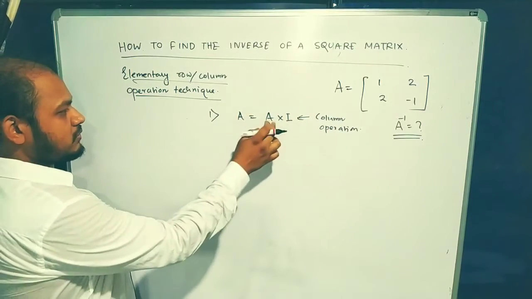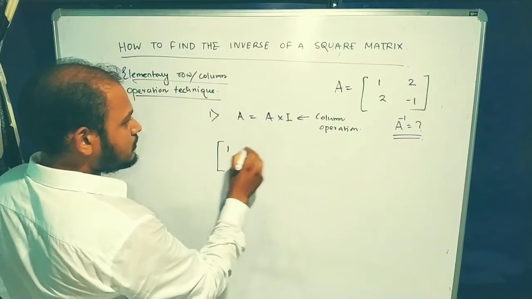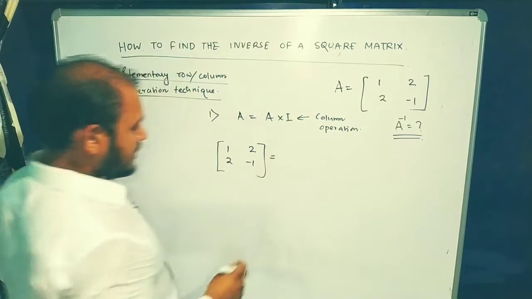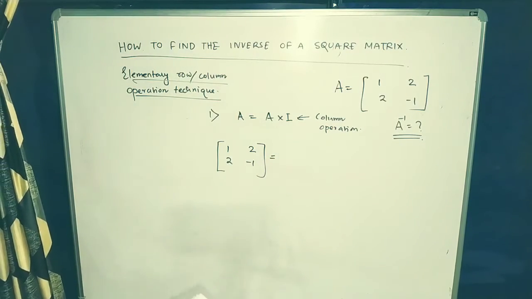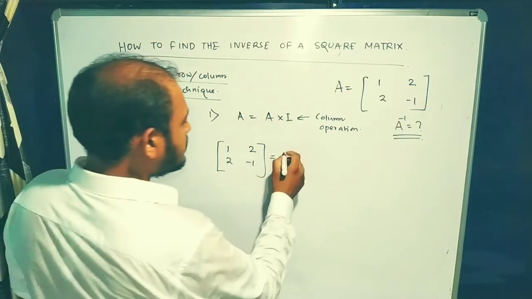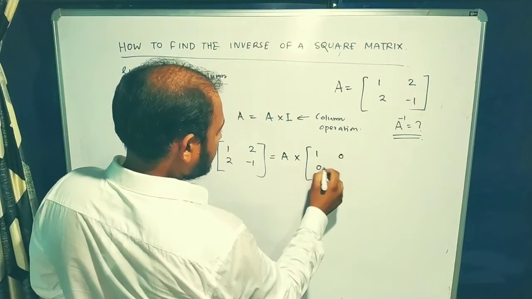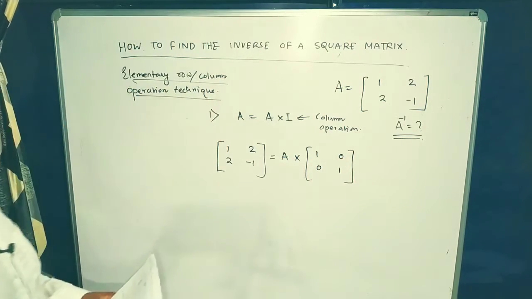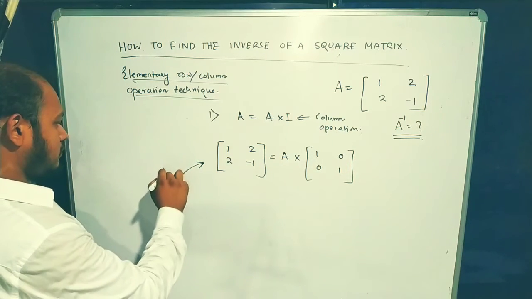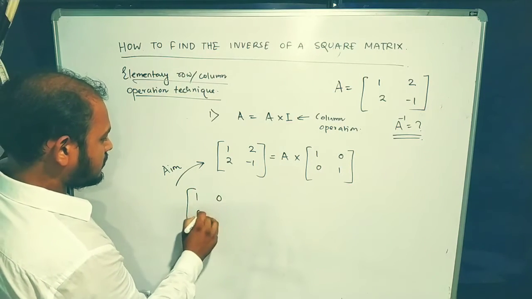So we are saying that A is equal to A into I. So let us say A is 1 2, 2 minus 1, putting the value here. Then we are getting A into I. So I have written A same as it is, and we are having 1 0 0 1, right?